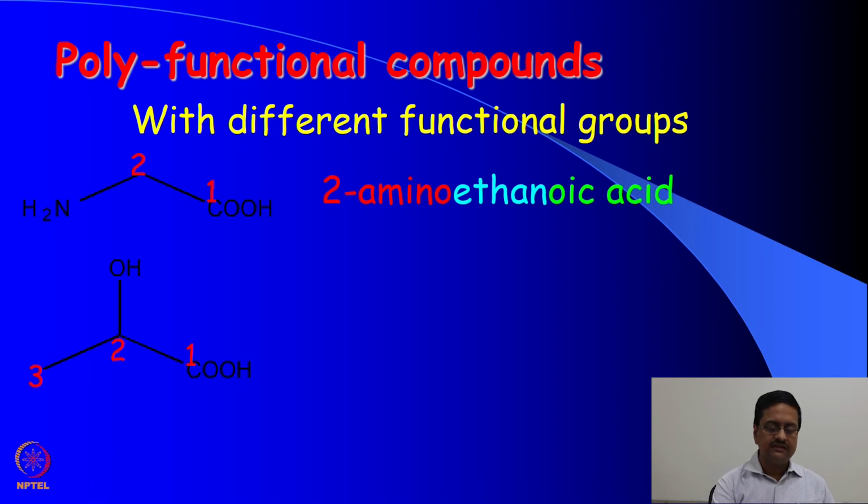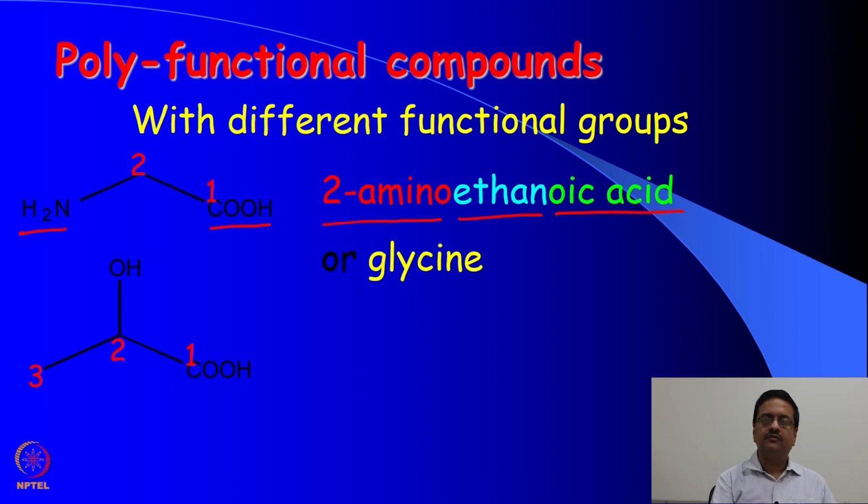So, here the first case is a carboxylic acid with amine. So, the carboxylic acid is written as oic acid. It is originating from ethane. So, it is ethanoic acid, and then you have the amino group present, which is a 2-amino substitution. So, the name appears as 2-amino ethanoic acid, or the common name is glycine.